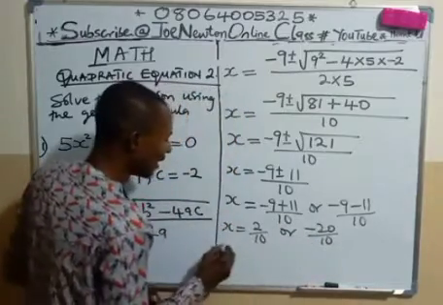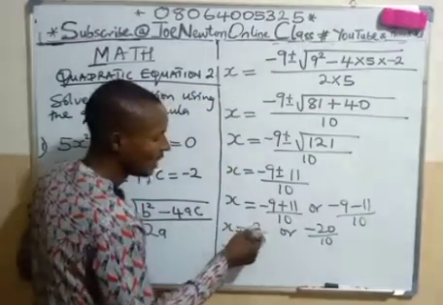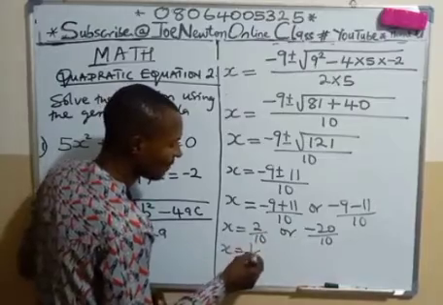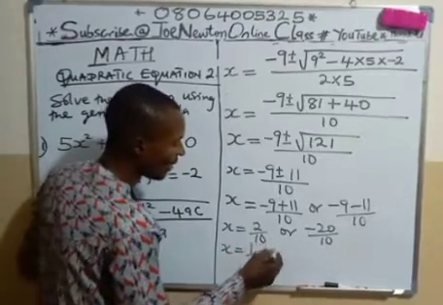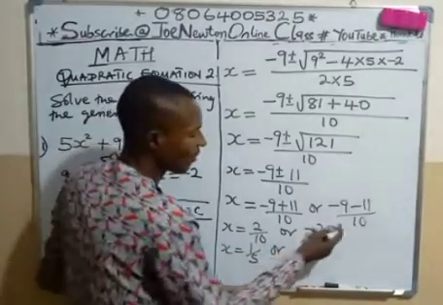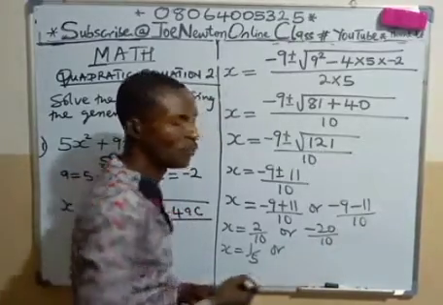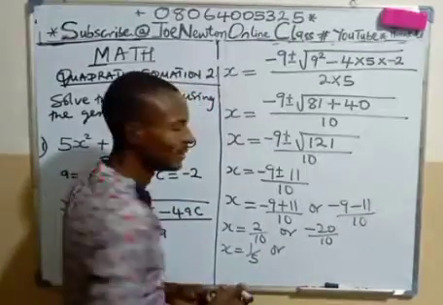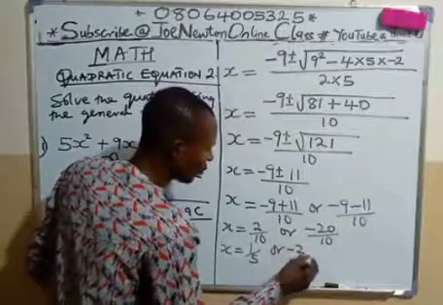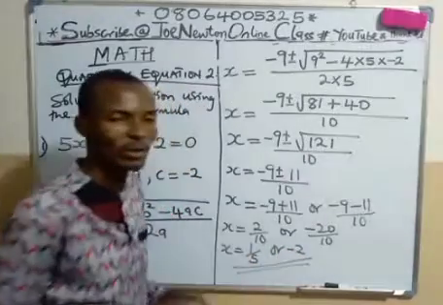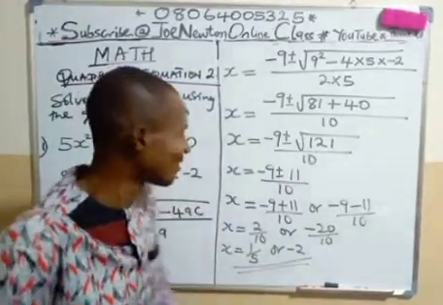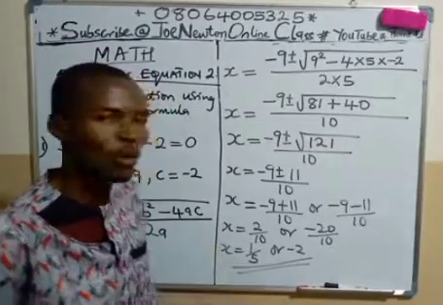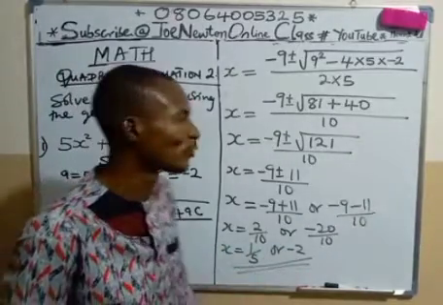And that will give us finally 2 divided by 10, which is 1 over 5. Or minus 20 over 10, which gives you minus 2. So this is the root of the equation, or the solution. Our final answer says that x is equal to 1 over 5 or minus 2.